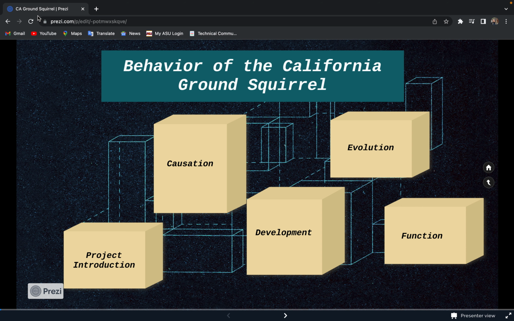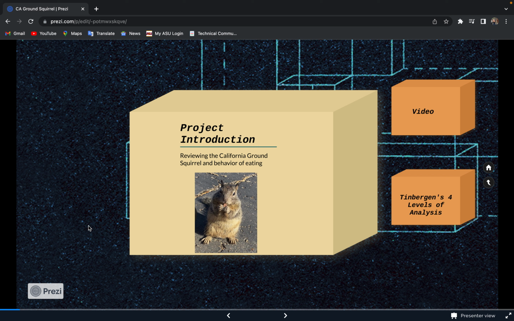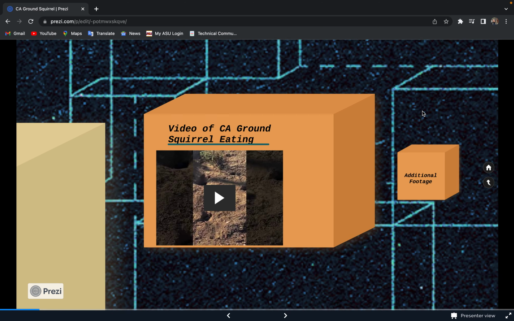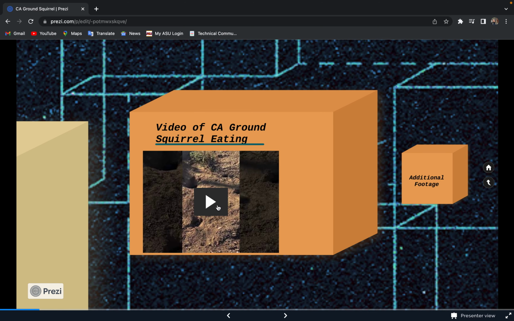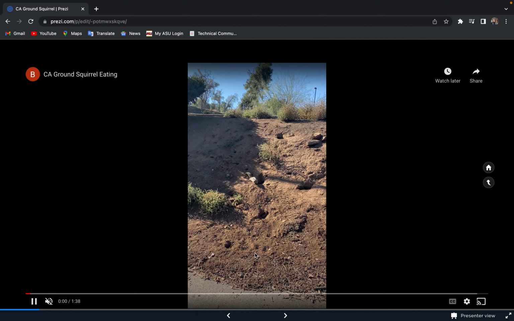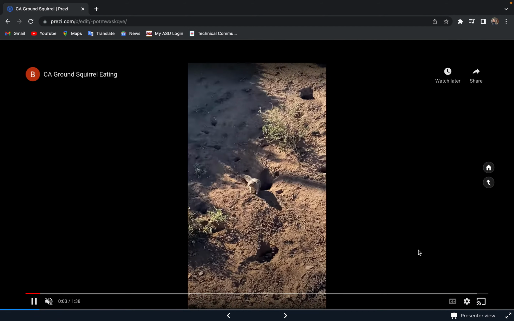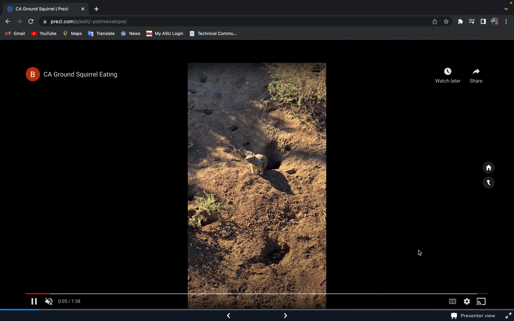And today we will be going over the behavior of the California ground squirrel. So I decided to review the squirrel behavior in regards to eating, and here is actually a photo that I took of a squirrel eating during the observation period. And attached, we will be reviewing some video footage taken of the squirrel eating.